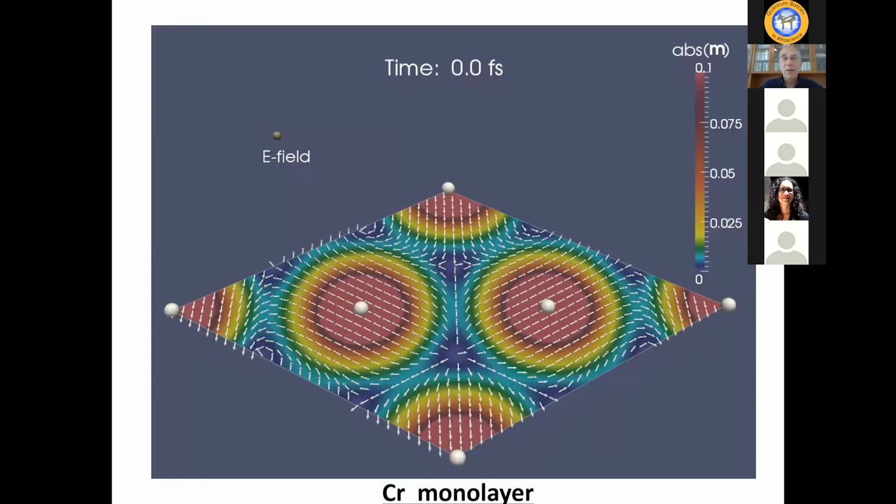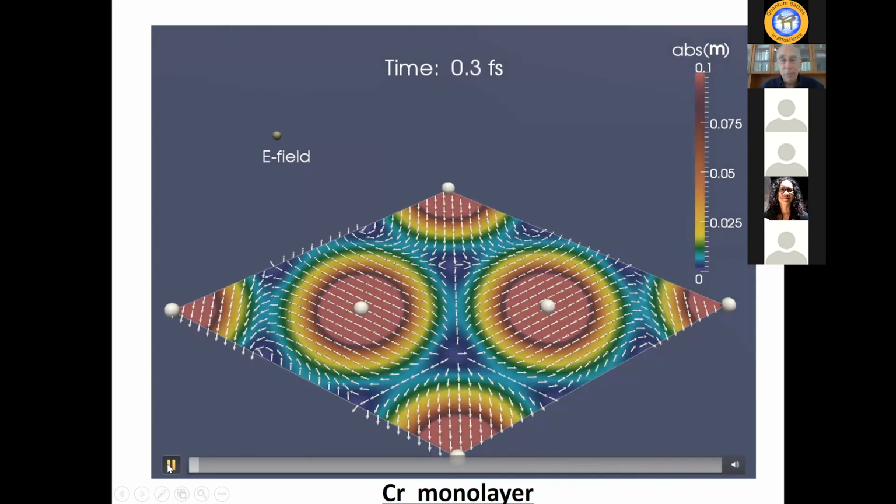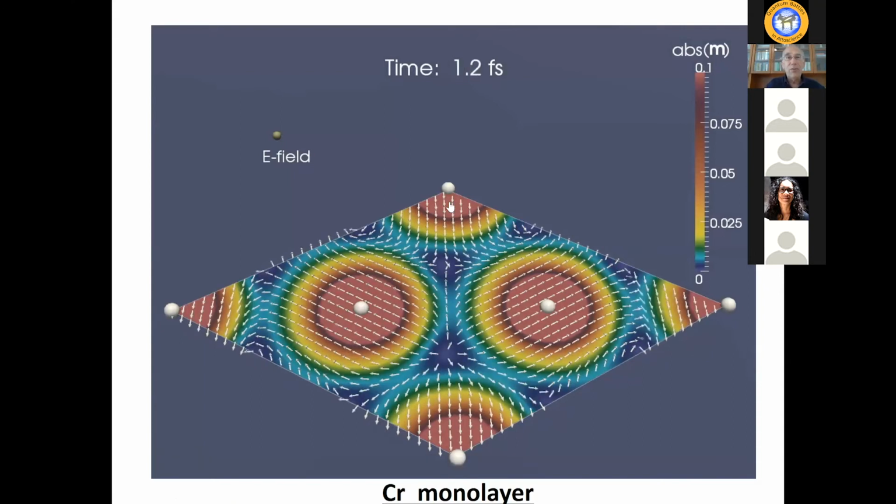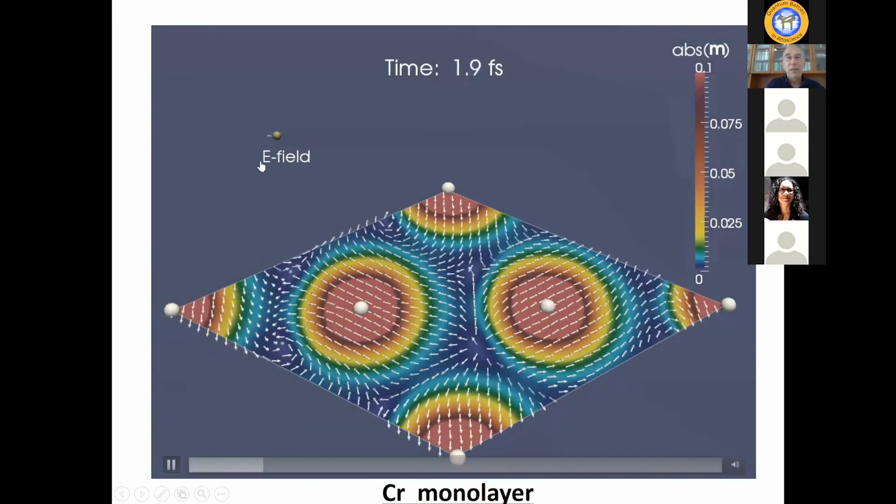Now let's look at other systems. And here's again our chromium monolayer. Right, so here are the chromium atoms, and the color, remember, is the absolute value of the magnetization. And now let's propagate with the laser. So here's the electric field, and here's a time counter.